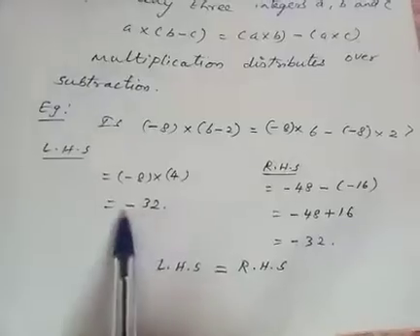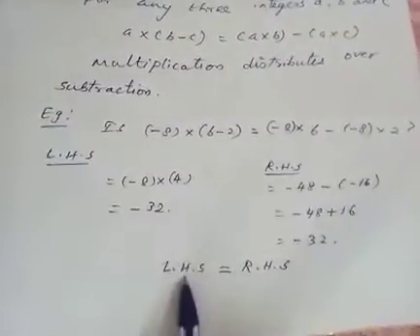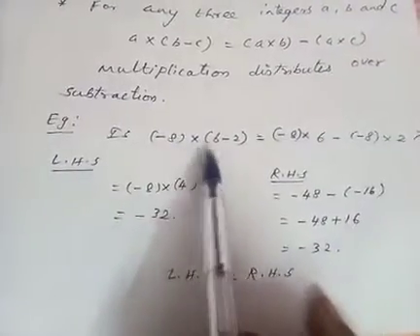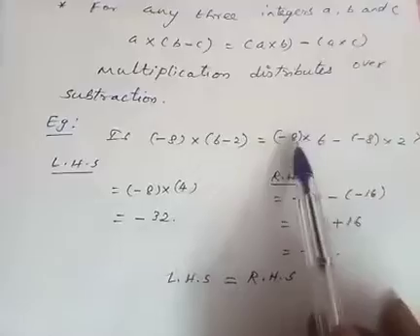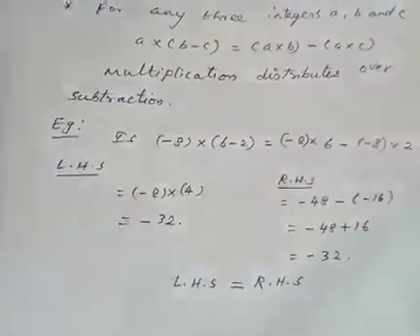Now, the left hand side is minus 32. The right hand side is minus 32. So the left hand side is equal to the right hand side. So minus 8 into (6 minus 2) is equal to minus 8 into 6 minus minus 8 into 2.